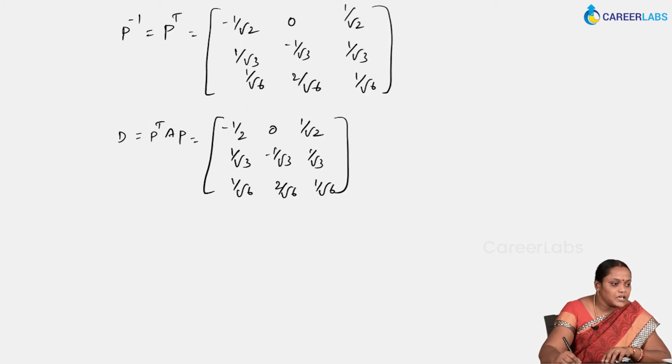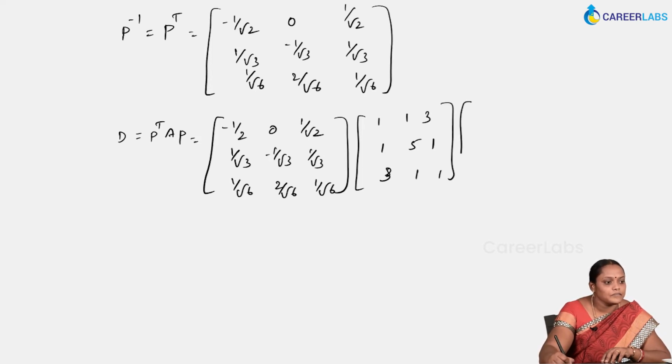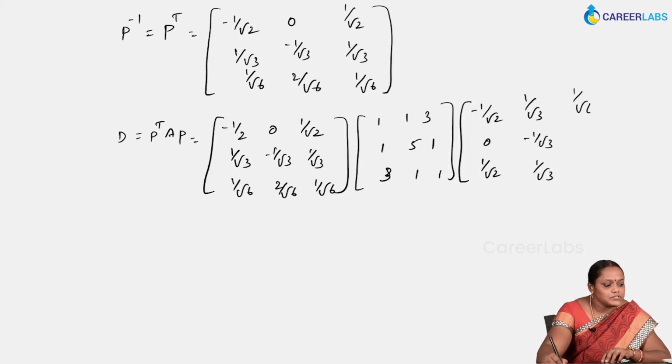And the matrix A is nothing but 1, 1, 3, 1, 5, 1, 3, 1 and 1. And here it is minus 1 by root 2, 0, 1 by root 2, 1 by root 3, minus 1 by root 3 and 1 by root 3, 1 by root 6, 2 by root 6 and 1 by root 6.